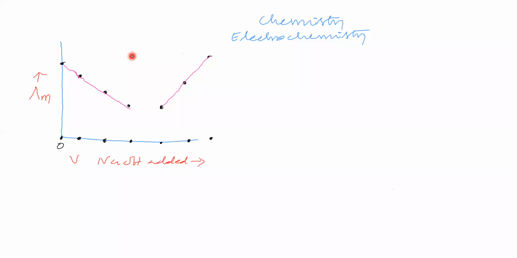Now let us extrapolate the curve. We are extrapolating this curve. Then let us extrapolate this other curve. We have extrapolated the curves and we got this point. What is this point, do you think?